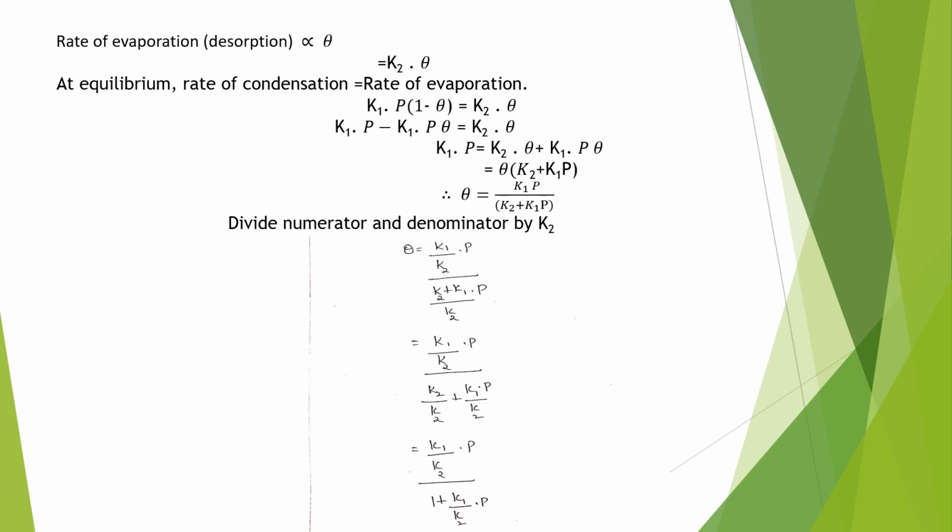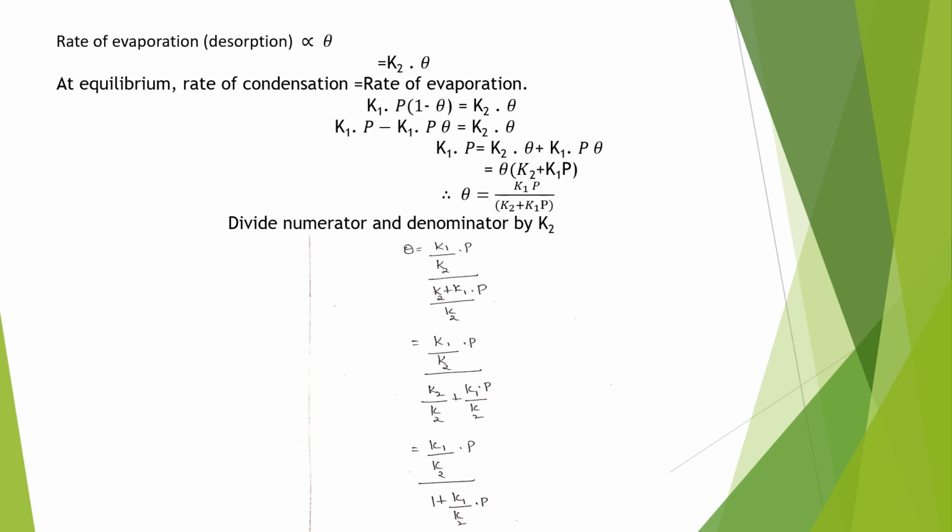Next step, K1P is equal to K2 into theta plus K1 into P into theta. Left side, it is minus K1 into P into theta. If it comes to right side, it becomes plus K1 into P into theta. So it is equal to theta into (K2 plus K1 into P).